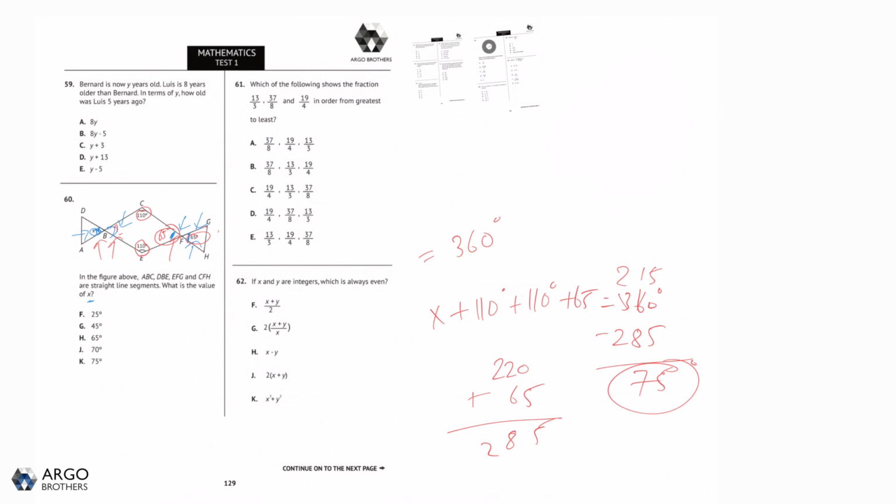So I know that this angle now is 75 degrees, and because this angle and this angle are vertical angles, this is 75 degrees, but this also is 75 degrees. Therefore, the answer choice is K. The value of X is 75 degrees.